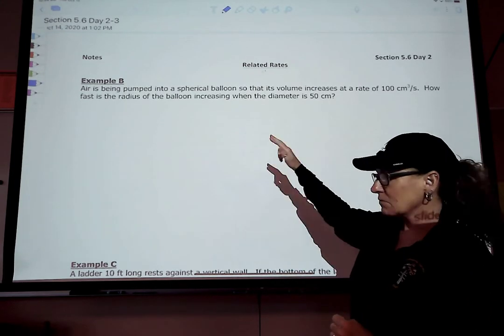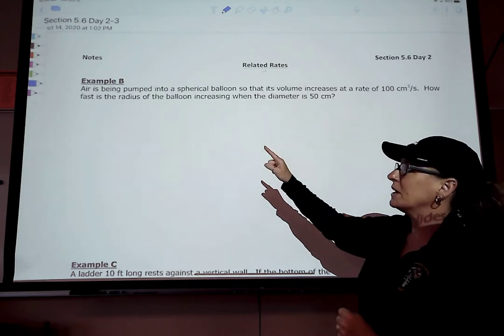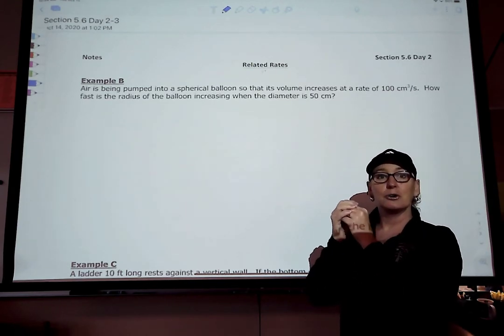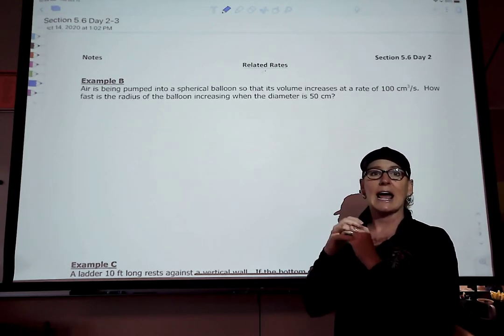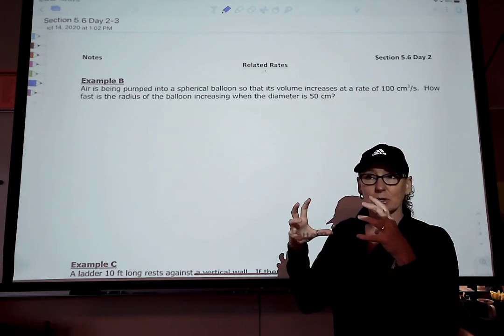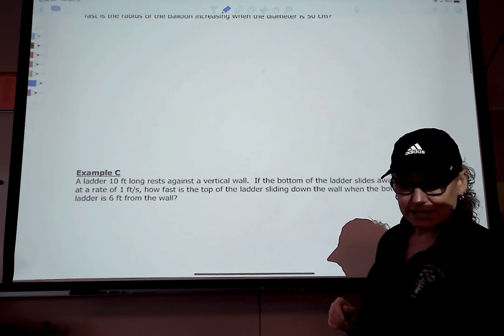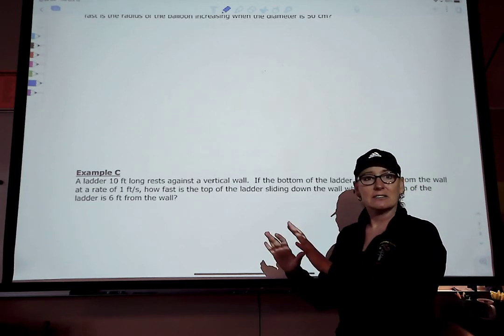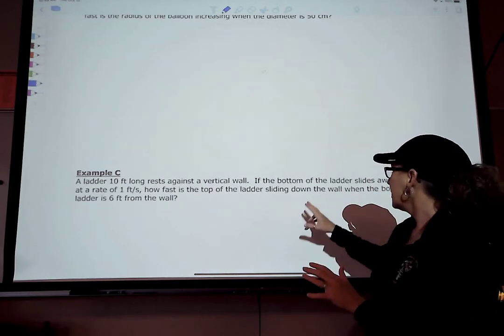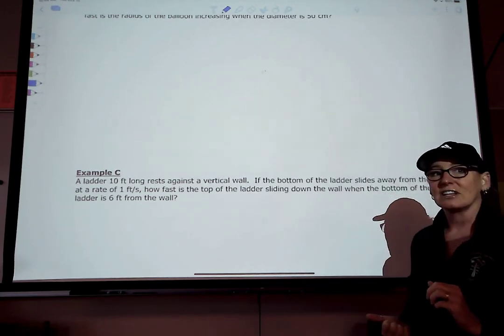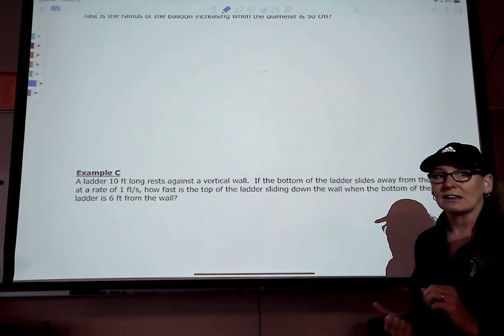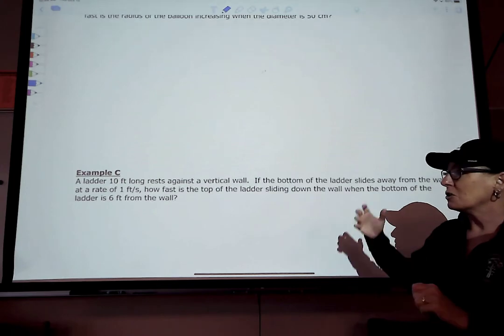So the first two examples in your notes. One is a spherical balloon being inflated. We're going to look at how different parts of that balloon change according to time. And the second one is about a ladder leaning up against a wall, and the bottom of the ladder starts sliding out from the wall. If you're on that ladder, you'd be panicking. So those are the two situations.